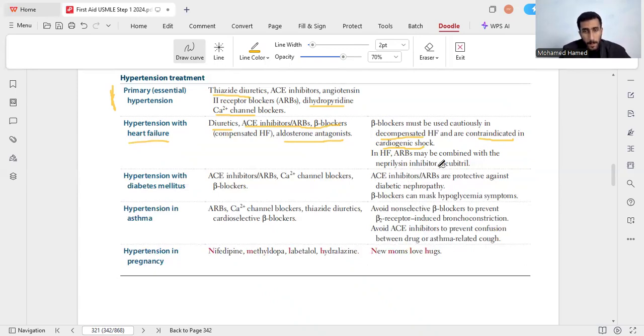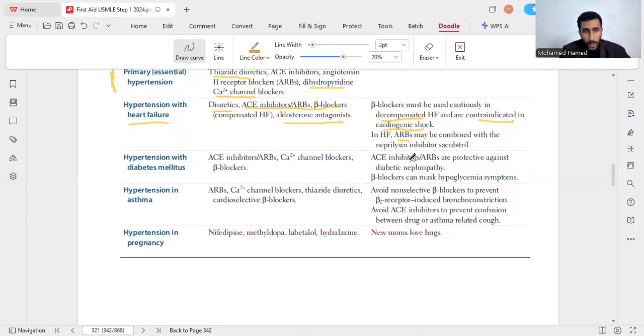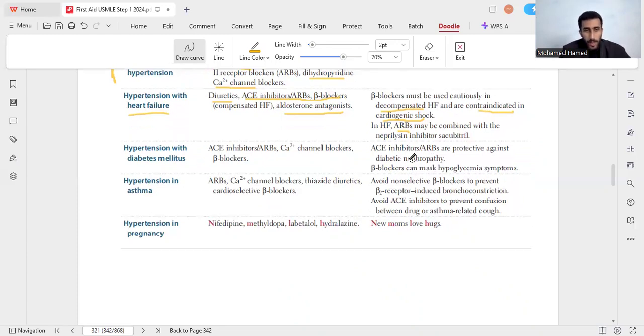And here is a note: in heart failure there are angiotensin receptor blockers. There are some drugs that have both ARBs and the neprilysin inhibitor. We will go through the neprilysin inhibitor further in this chapter. You may give the drug that combines both ARBs and neprilysin inhibitor. So sacubitril. This is a line of the treatment for hypertension associated with heart failure.